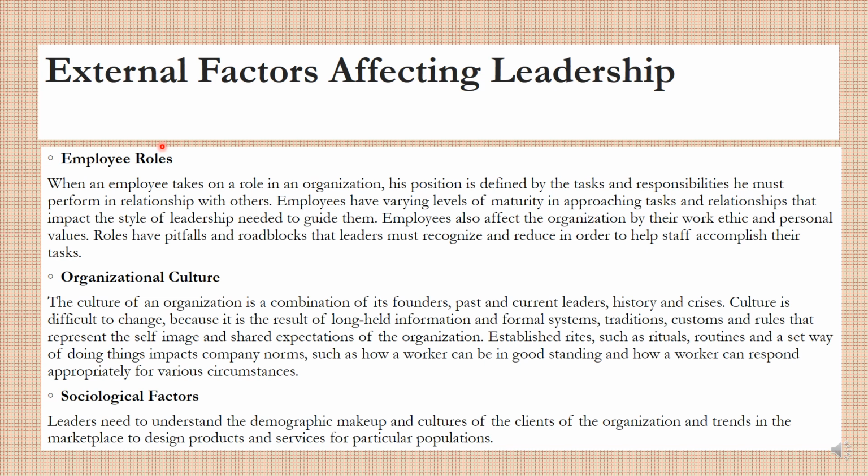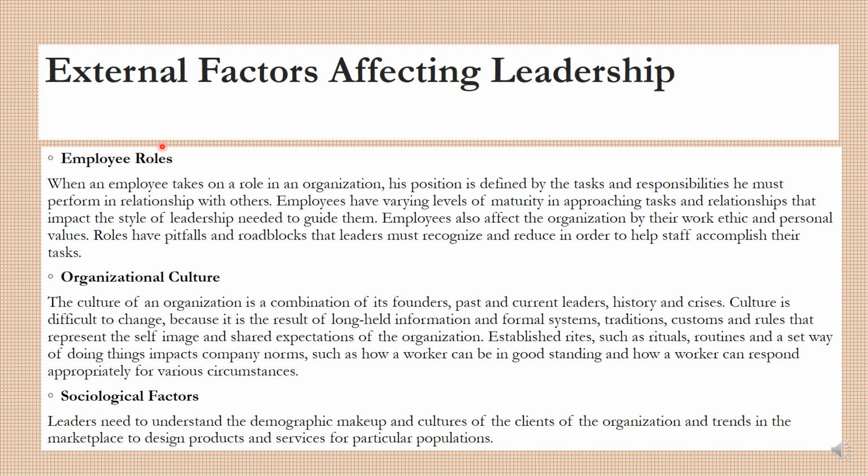So if it is unskilled people, unskilled workers, it has to be an autocratic style of leadership, where you have to dominate them. But if there are self-motivated people, like the people in Theory Y, then it can be a democratic style of leadership.